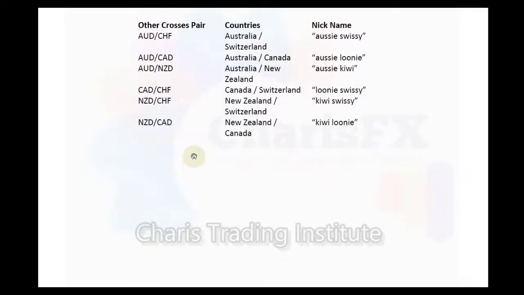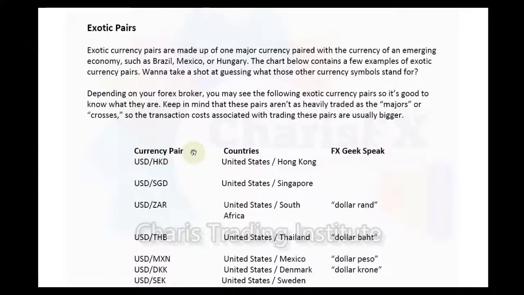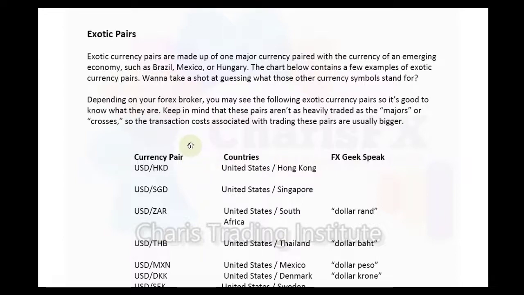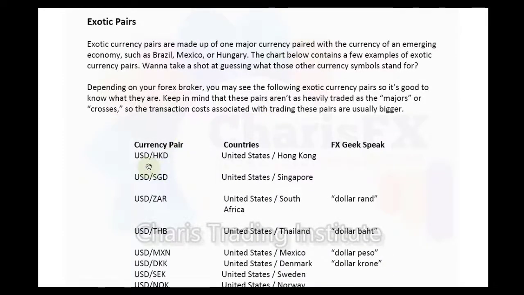So guys, these are the examples of both the major and minor currencies. And the last is exotic pairs. Remember, it's the last. We said there are three. The last is actually exotic pairs, and they are currencies made up of one major currency paired with the currency of an emerging economy, such as Brazil, Mexico, or Hungary. So any of these currencies paired with the dollar, or paired with a major currency, gives us what we call an exotic pair. For example, when you have USD paired with Hong Kong, this is actually an exotic currency because Hong Kong is an emerging economy.